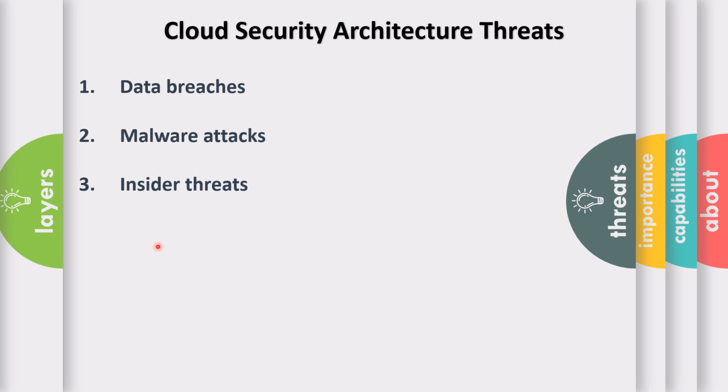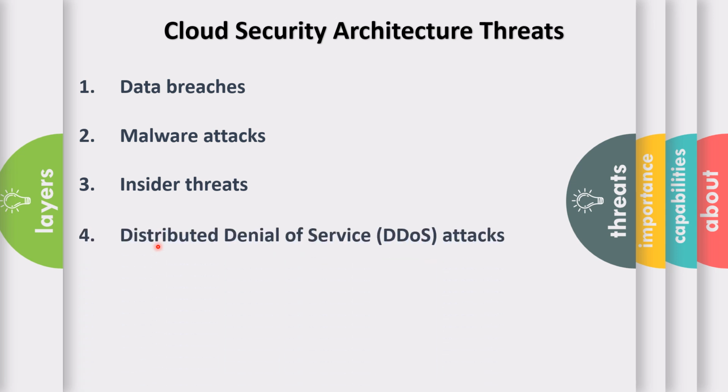So strict access control and monitoring systems can help track and limit what insiders can do. You can also use behavior analytics to spot unusual activities. Then we have the distributed denial of service, DDoS, which is also known as DDoS attacks. A DDoS attack happens when a hacker floods your cloud service with too much traffic that it overwhelms the system, making it unavailable to users. It occurs when so many requests come into our system.